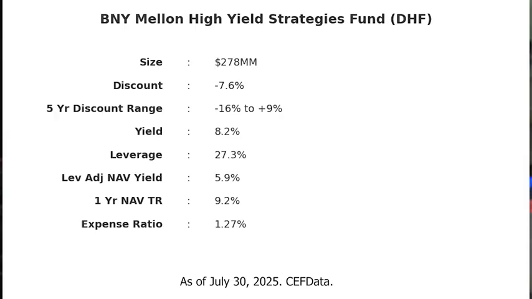And its yield is 8.2, but the cool closed-end fund thing is with that 27% leverage, you're able to only need 5.9 to fuel that 8.2 because of that closed-end fundiness general benefit. In the last year, the net asset value has been close to the other fund, but 9 and mid-change. But the expense ratio, of course, is a little higher, 1.27.